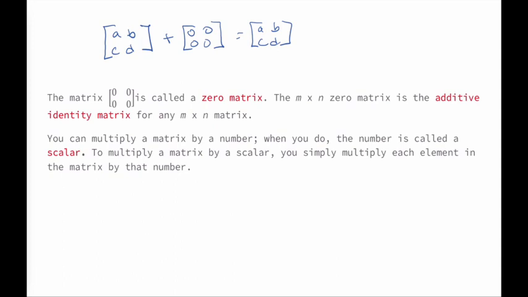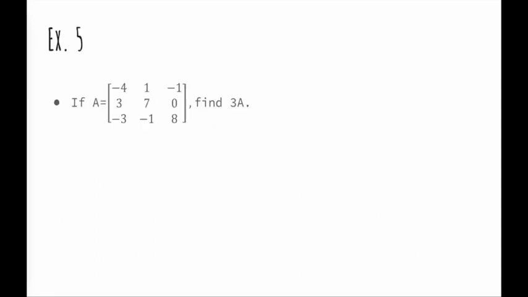You can multiply a matrix by a number. The number is called a scalar. To multiply a matrix by a scalar, you simply multiply each element in the matrix by that number. So if we have this matrix A, find 3A, all we're going to do is multiply each element in the matrix by 3.